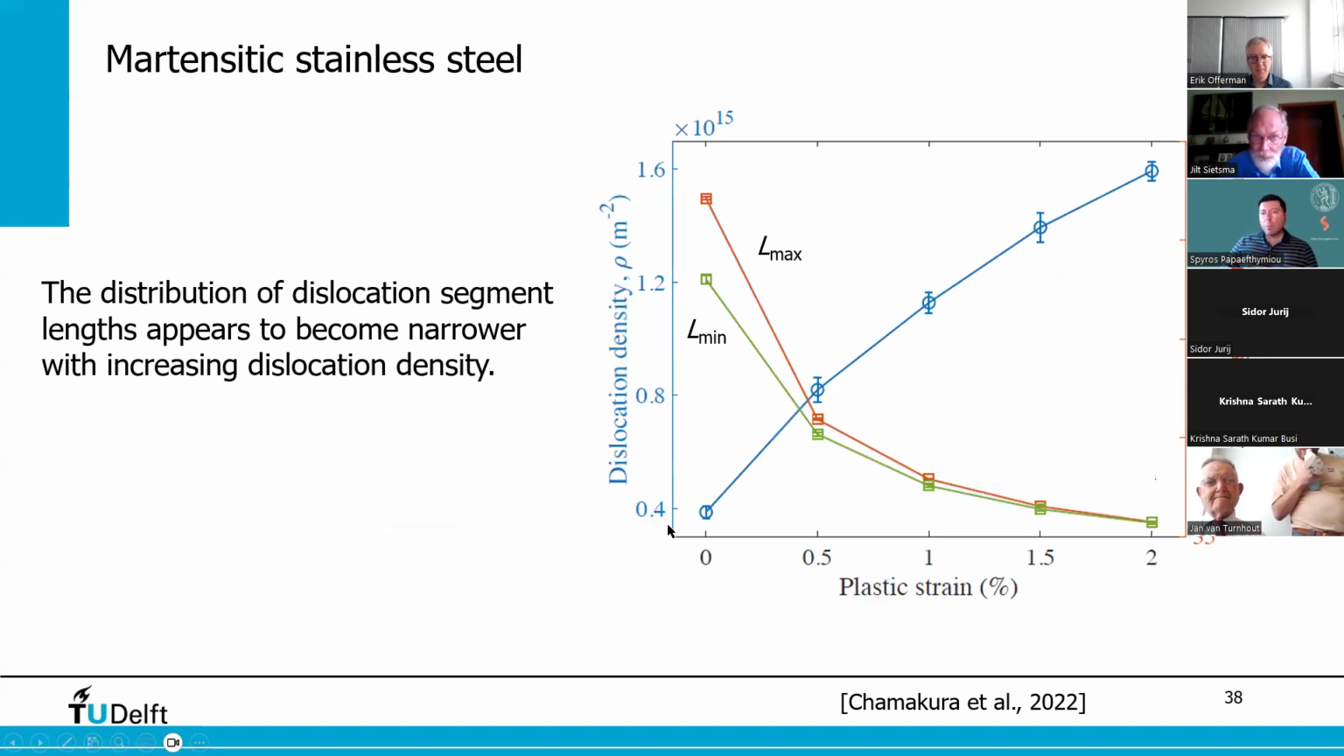So in this case, we can determine the dislocation density for these 5 points.